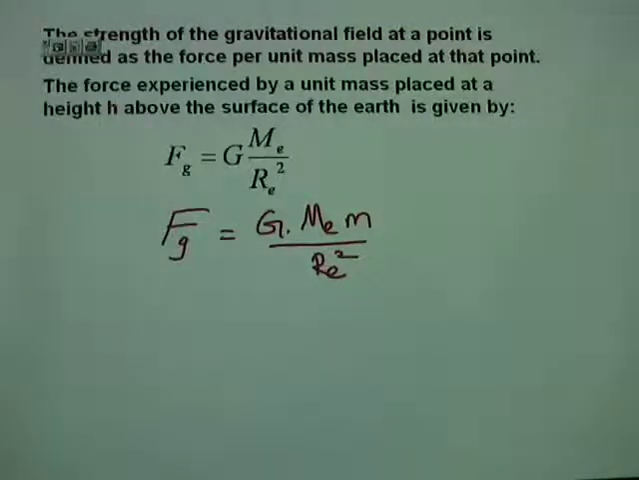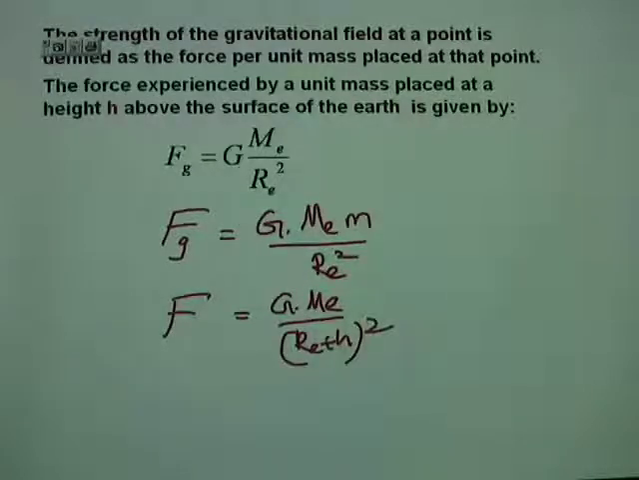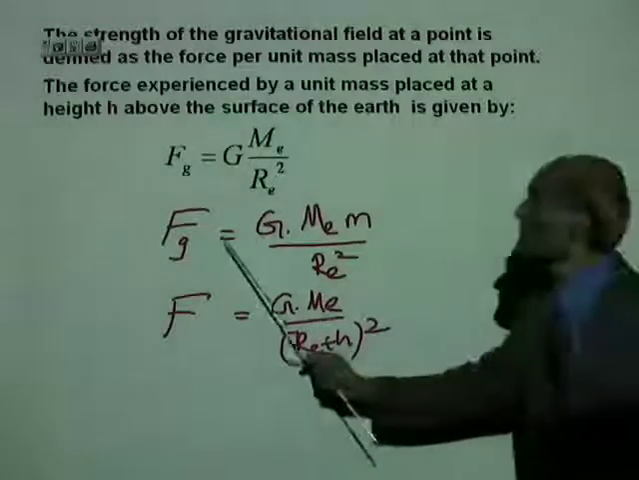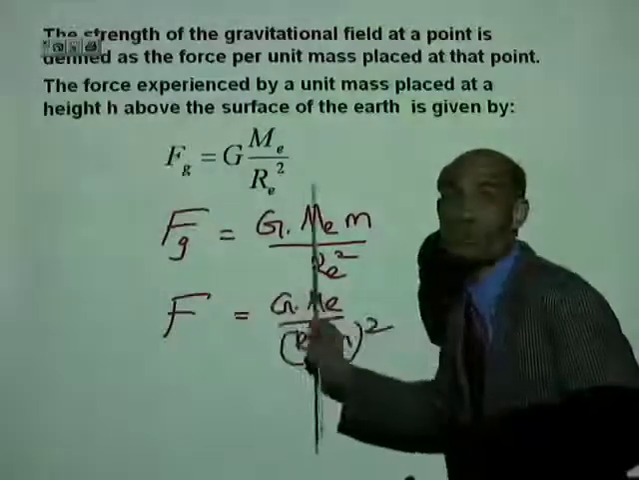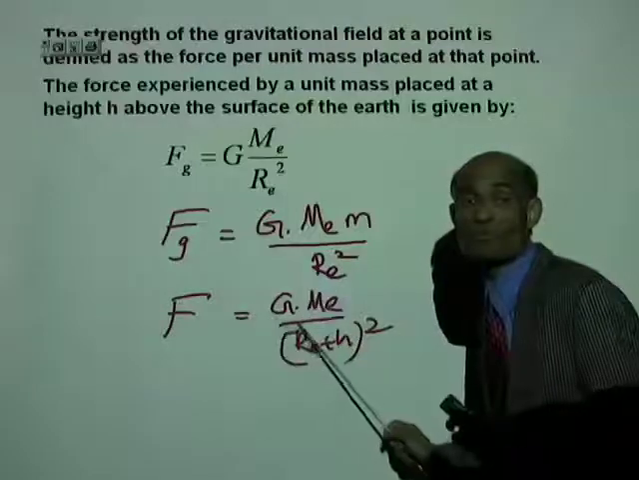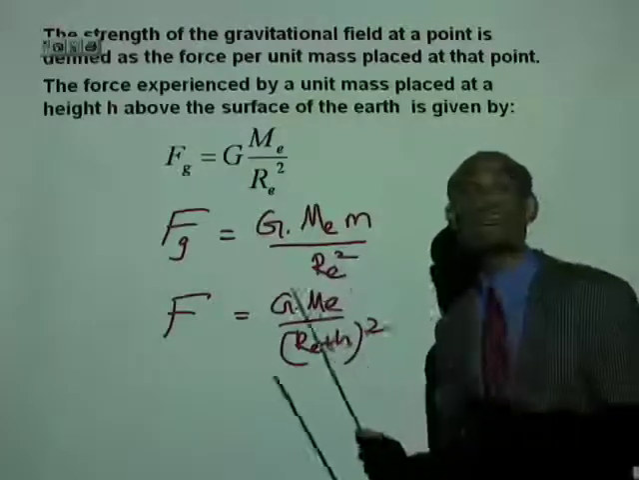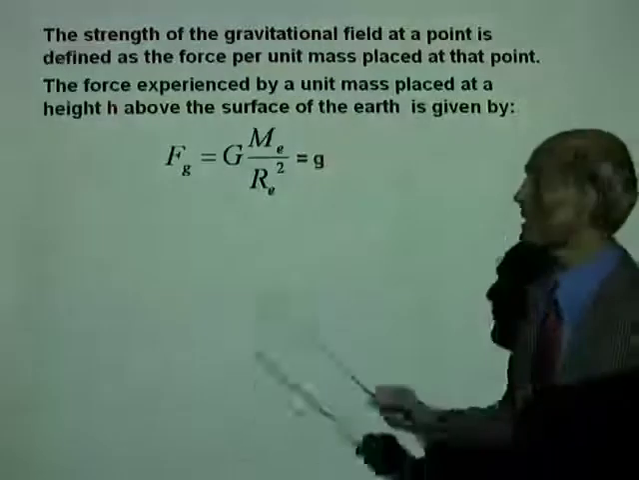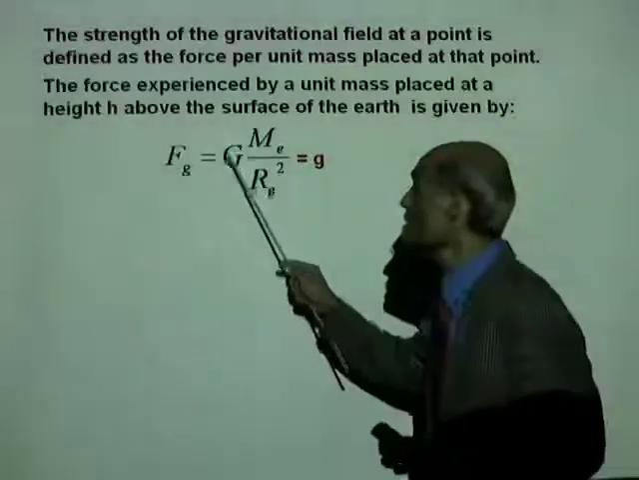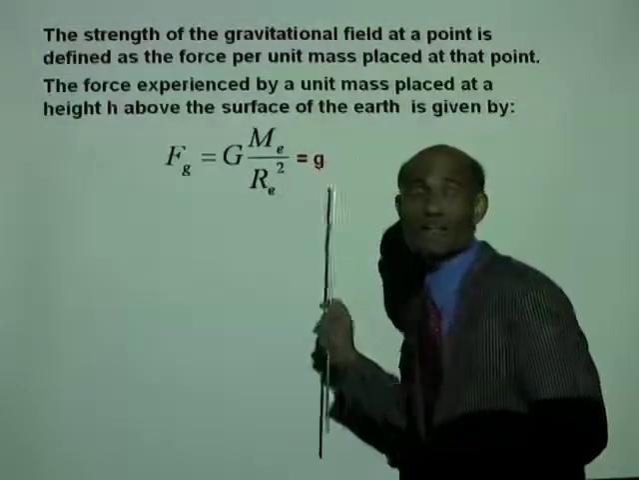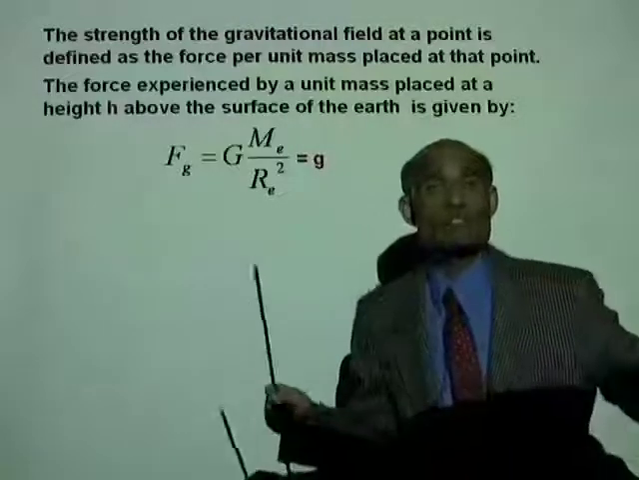So the force field at a distance h will then be GMe over (Re plus h) all squared. So if this is the gravitational field on the surface of the earth, this quantity where m equals 1, then this will represent the gravitational field at a height h above the surface. Alright, and this is equal to g, is that right? Because GMe over Re squared is what is called acceleration due to gravity.